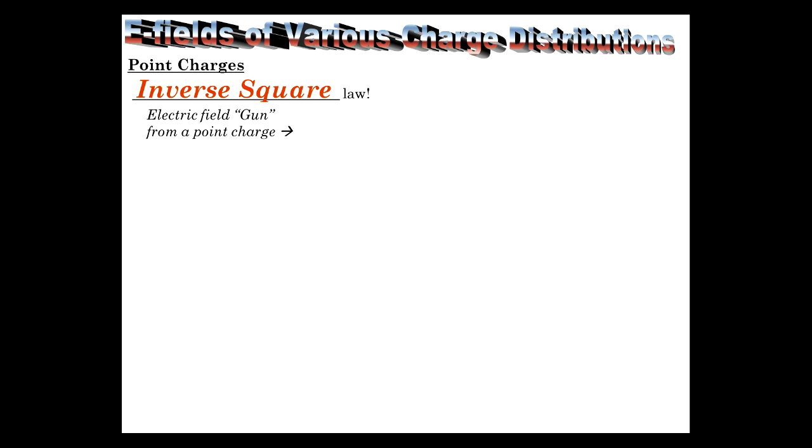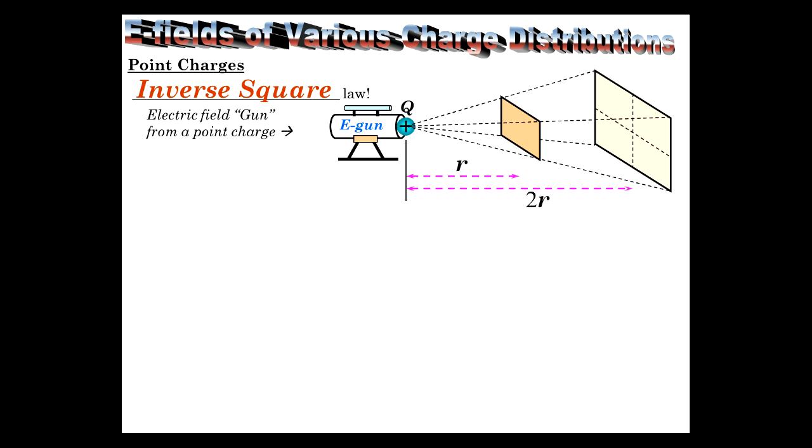So consider in your mind's imagination an electric field gun that I have pictured here. It's not really shooting charges out, but it's shooting out electric fields from a point charge. All right, so as this thing diverges out, we have an E0 here. Now, at radius r, distance r away from that charge, we'll call the electric field this.